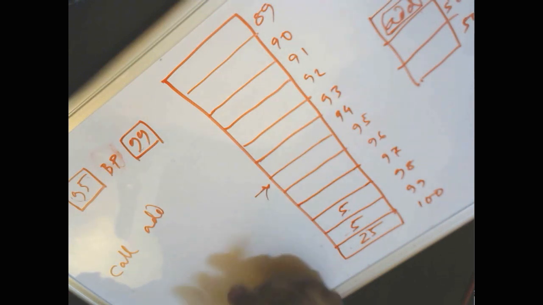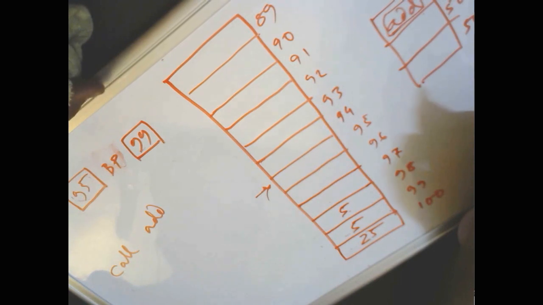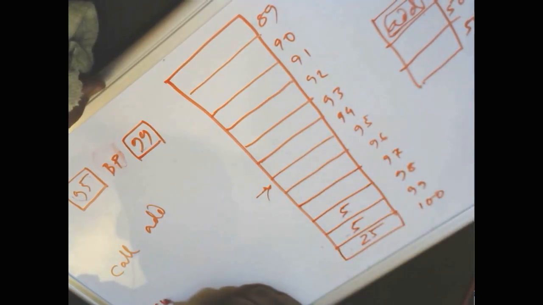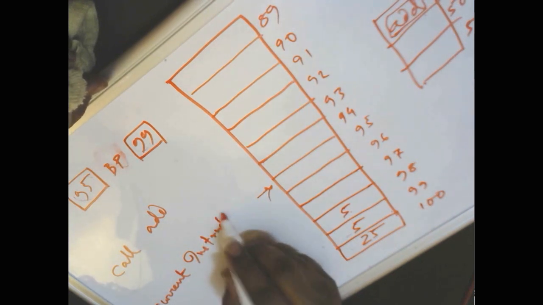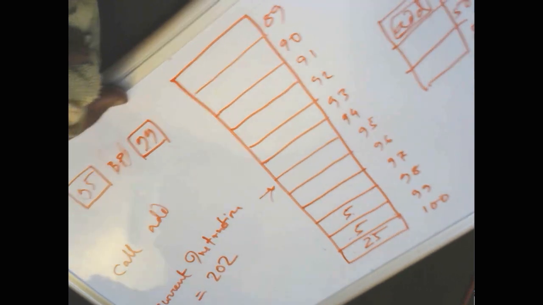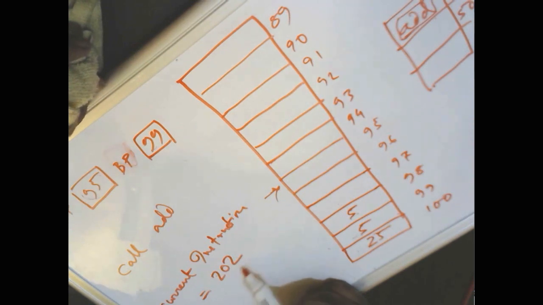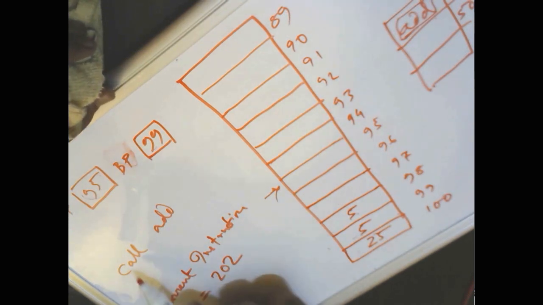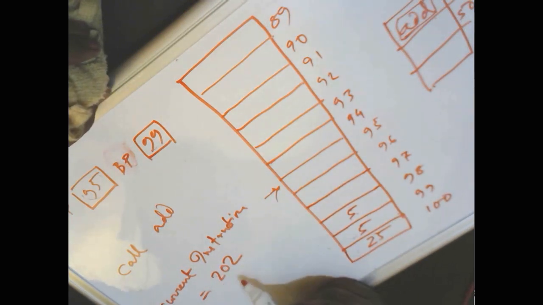let's say that the current instruction, the memory address that the instruction was being read from, is maybe 202. Why not? If the current instruction address is 202, then what call does is it immediately pushes this value that is currently on the instruction pointer, 202, to the stack.